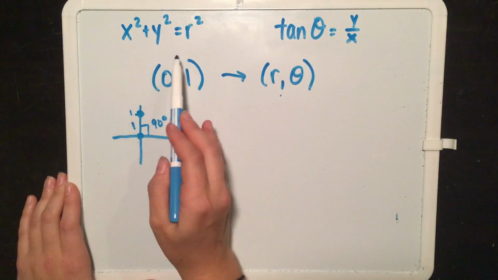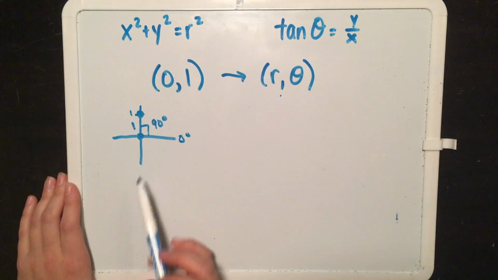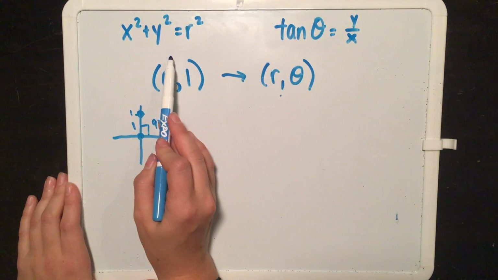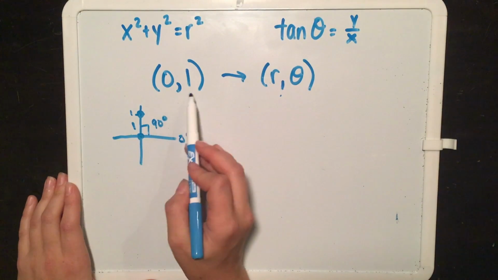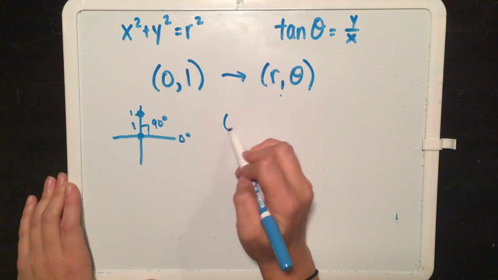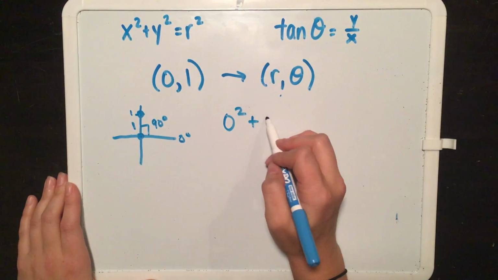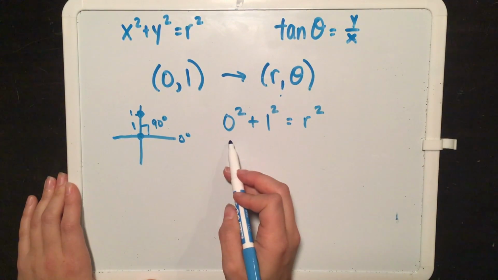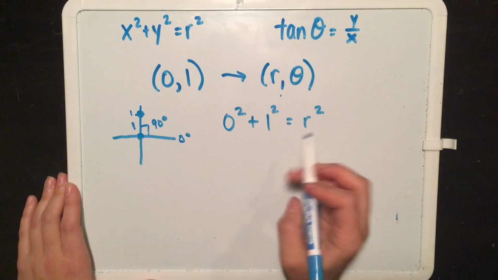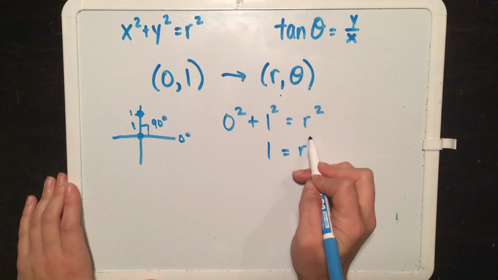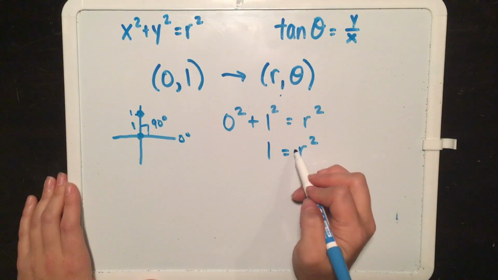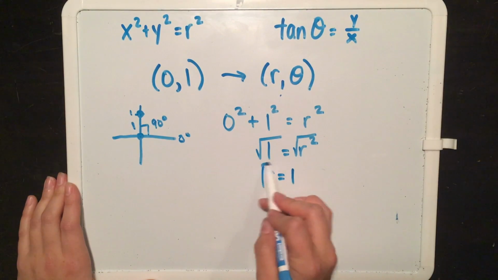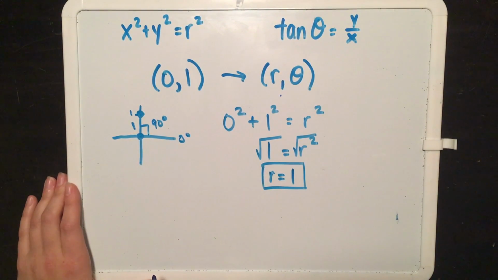But we're going to use these formulas to verify that this will work for this example. So let's use this Pythagorean theorem formula to find r using our x and our y. X squared is 0 squared, y squared is 1 squared, equals r squared. 0 squared is just 0, 1 squared is 1, equals r squared. And if we take the square root of both sides, r equals 1, which is what we got when we looked at the graph.